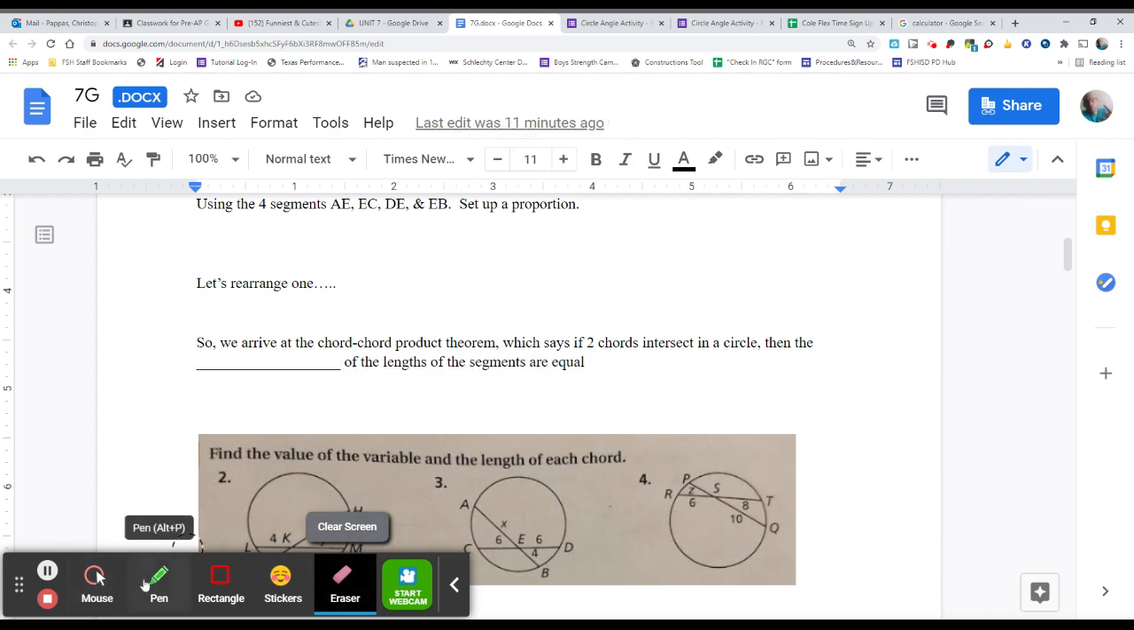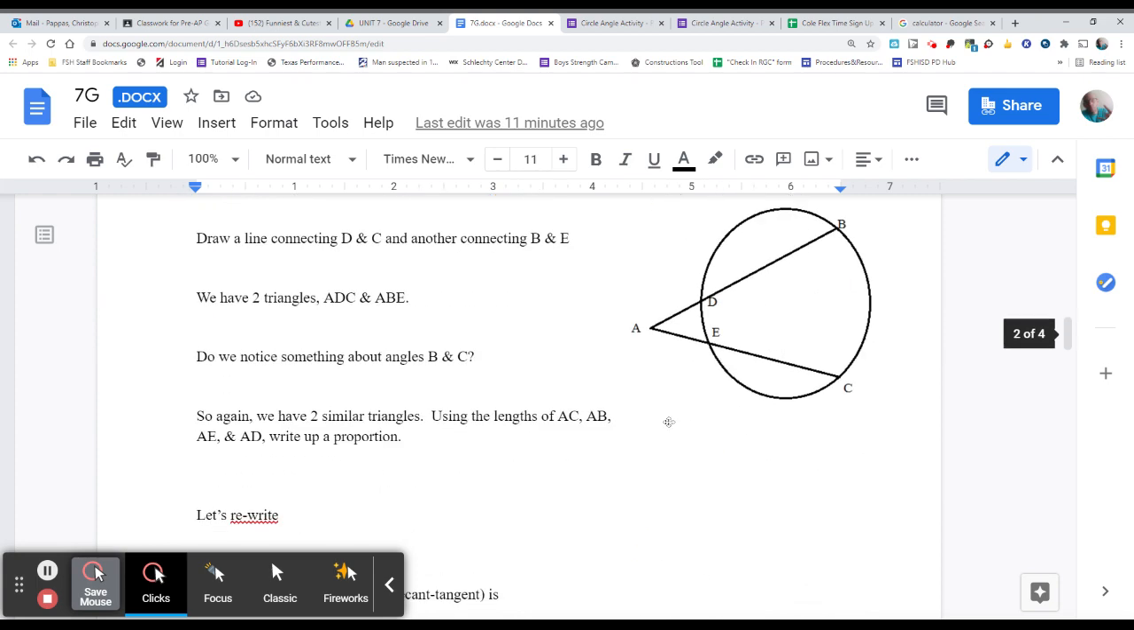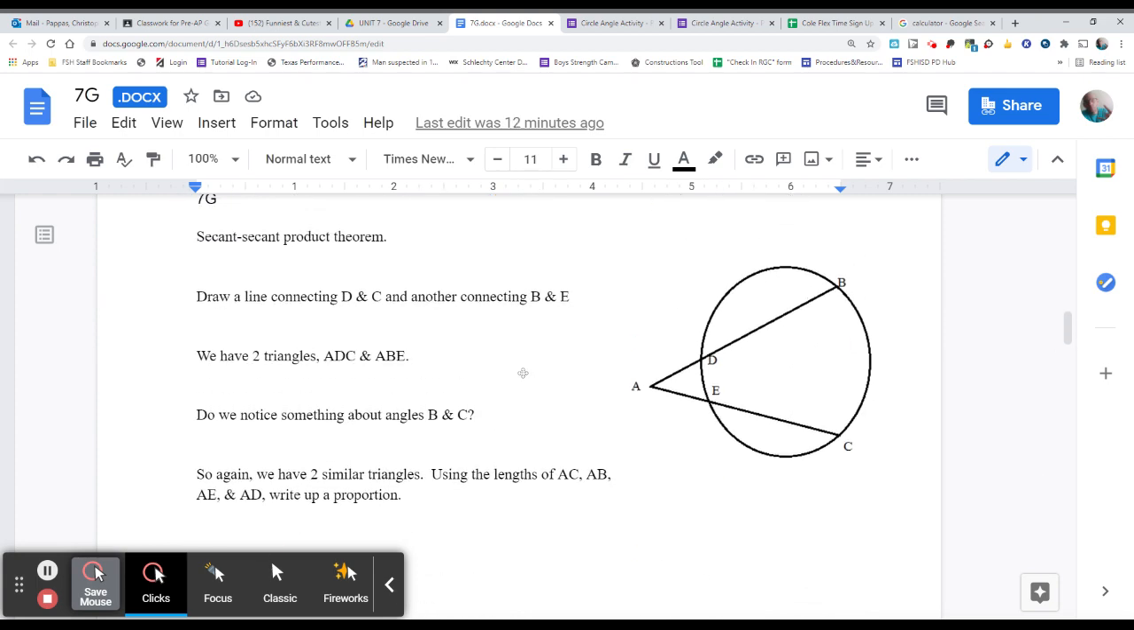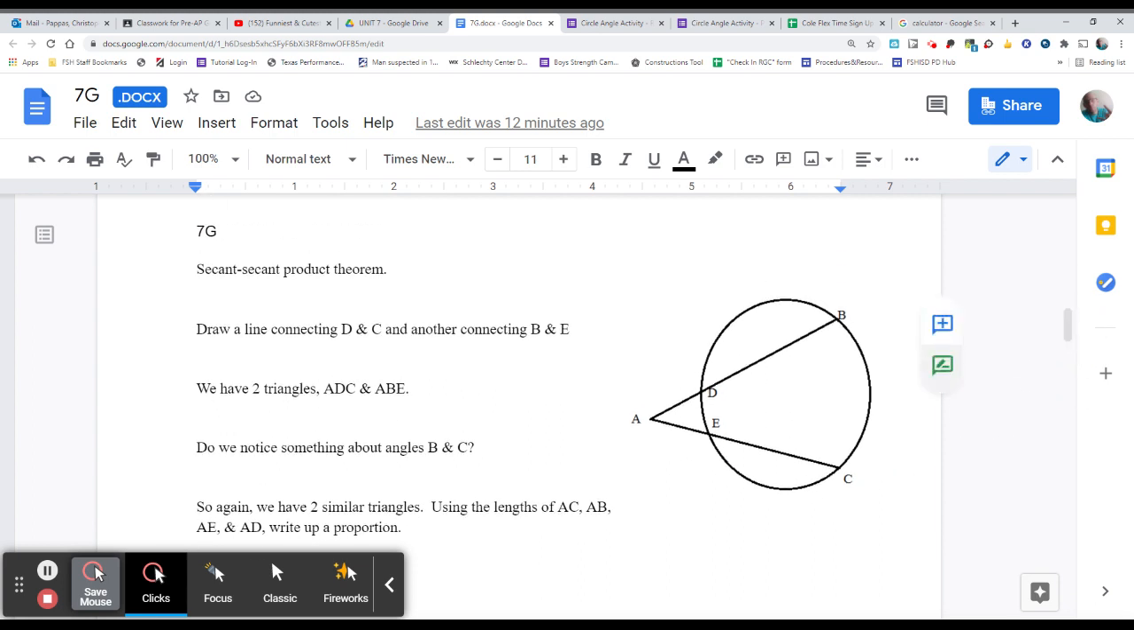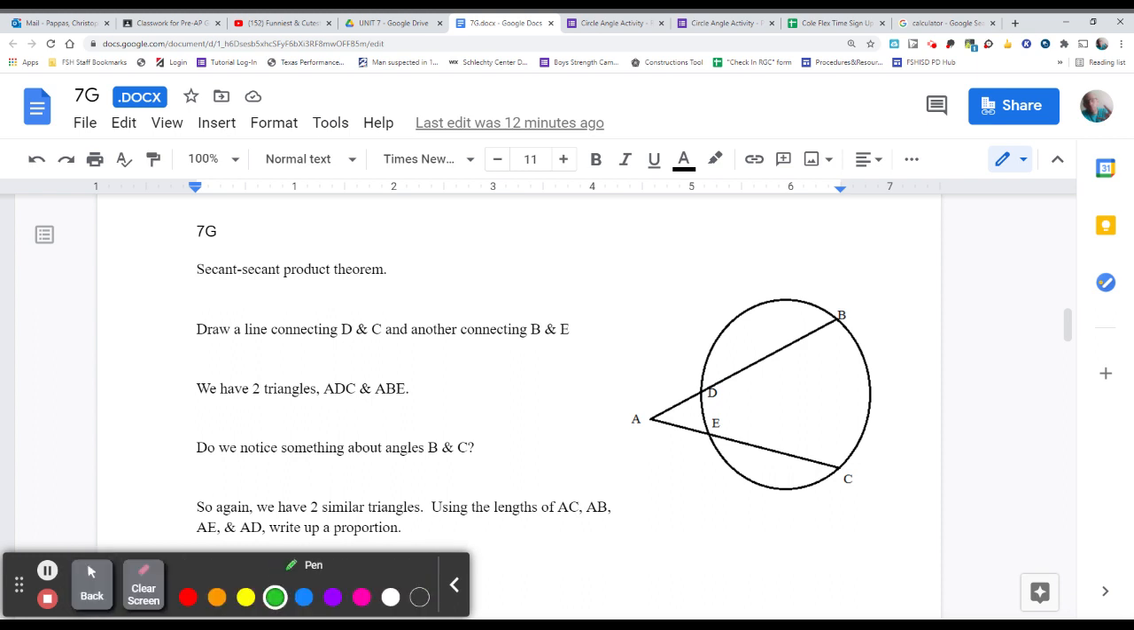So clear the screen. Back to my mouse. Secant product there. Now this one's a little bit more complex, and the proof of it's a little bit more complex, but the rules are still not too hard. So we're going to draw a line connecting D and C. We're going to draw another line connecting B and E.